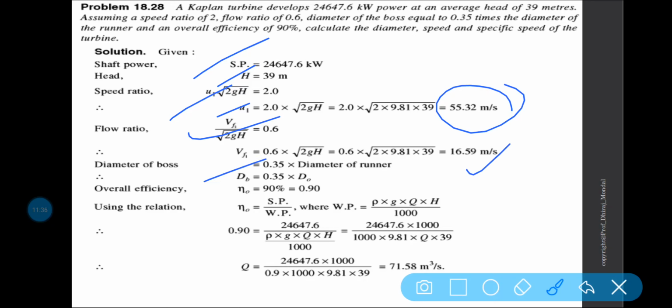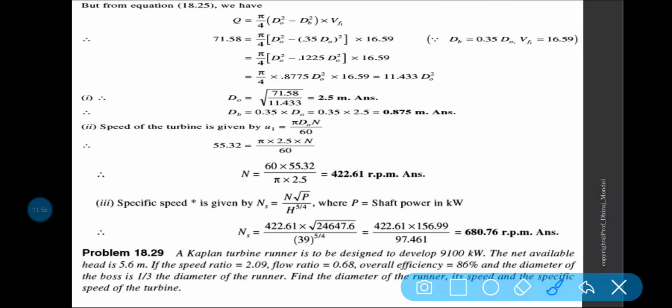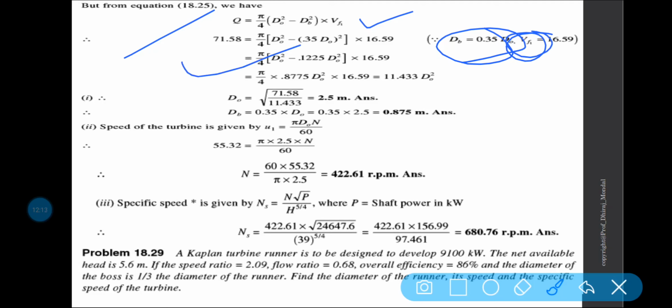Next, dB you can find out, 0.3 times of D naught. Overall efficiency is 0.9. Overall efficiency is shaft power by water power, and water power is equal to rho gQH by 1000. Put all the values and you will get the discharge, because all other quantities are known to you. Next slide. Discharge is equal to pi D naught B naught, or pi D naught squared minus B naught squared, into VF1. You know that B naught is 0.3 times of D naught, and VF1 I already have, so ultimately D naught you can find out, 2.5 meter.